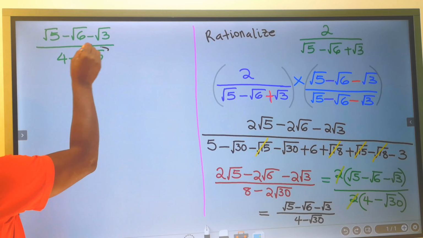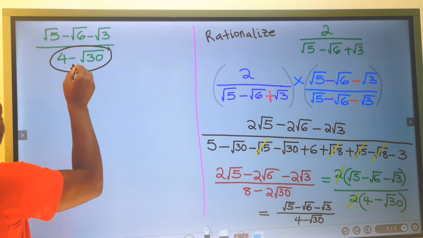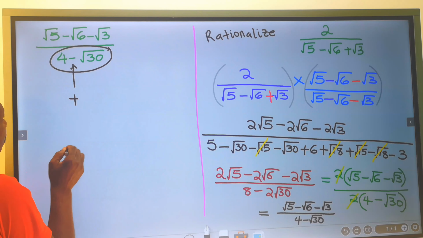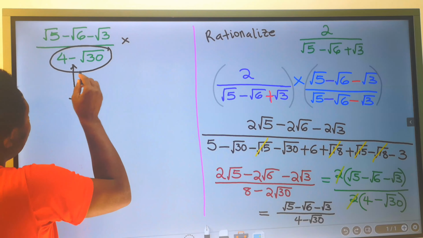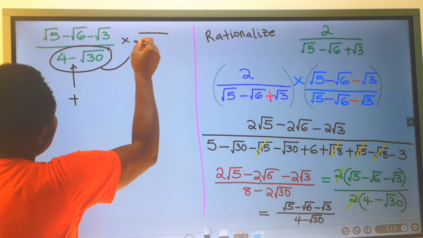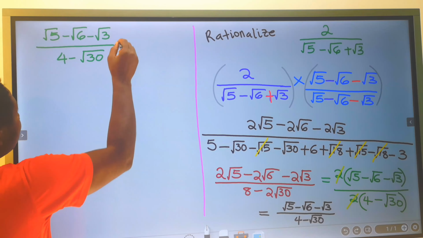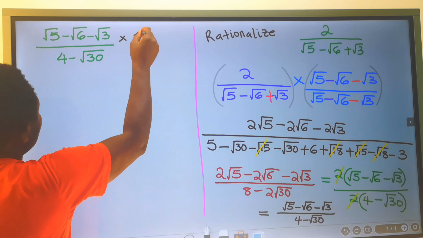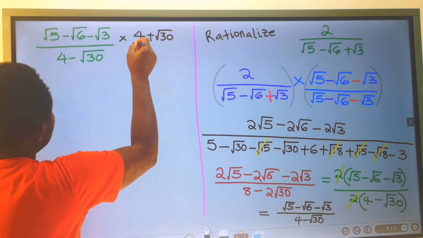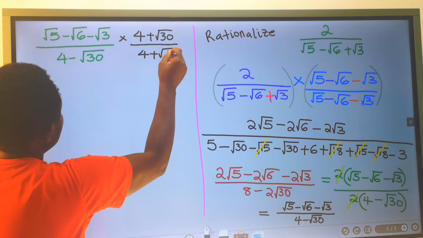Next, we're going to consider the denominator. The operator here is a minus. We're going to change this to a plus when we multiply this with its conjugate, for the numerator and for the denominator. That is, we're going to multiply this with 4 plus root 30 divided by 4 plus root 30.